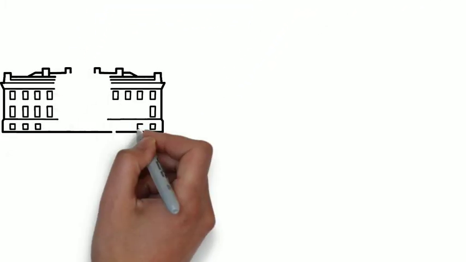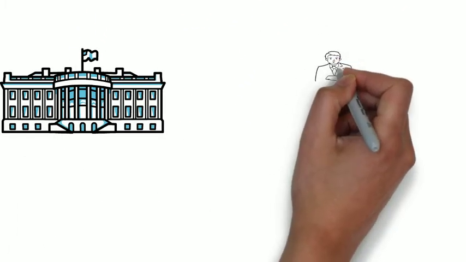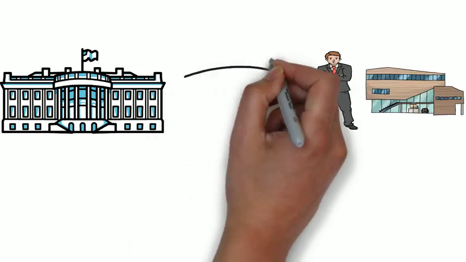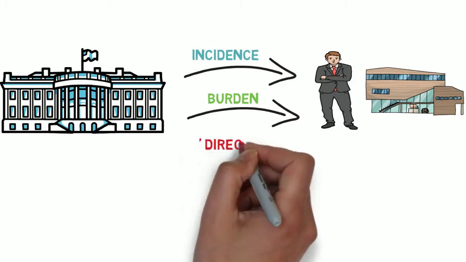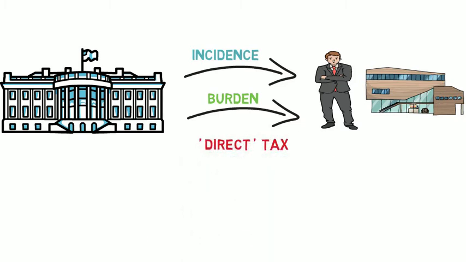Let's understand what is incidence and burden of taxation. Incidence of tax is the intended person or entity whom the government wishes to tax, and burden of tax is who actually ends up paying the tax. In direct tax, both the incidence and burden is on the individual or the corporate entity. So they are taxed for their income and they themselves pay the tax. So it is called a direct tax.